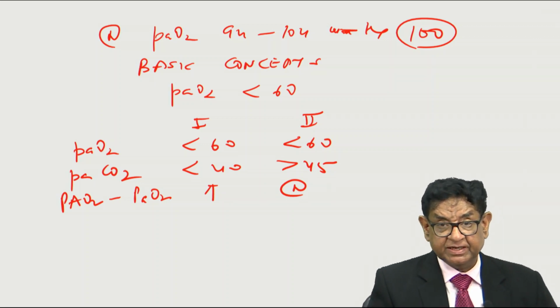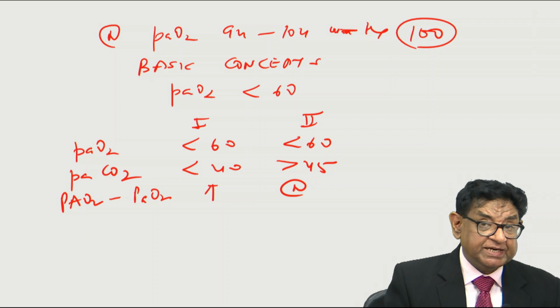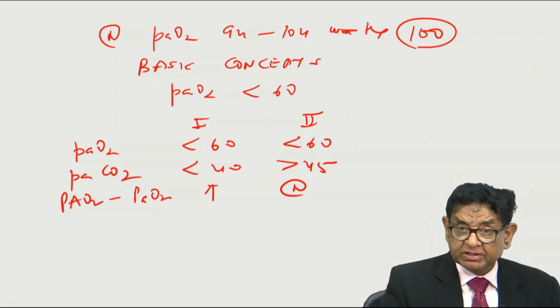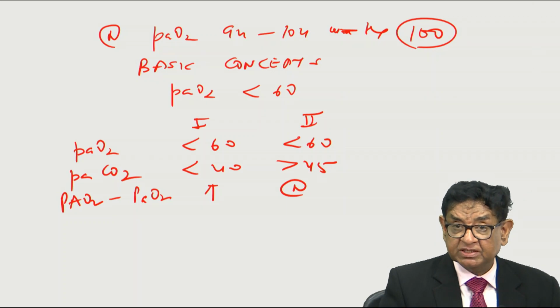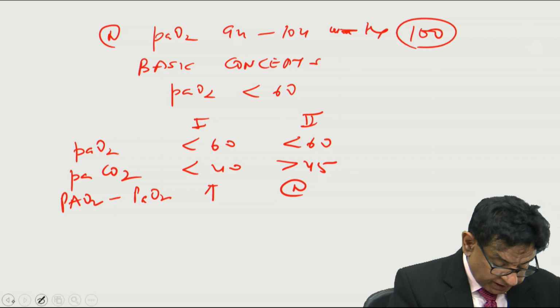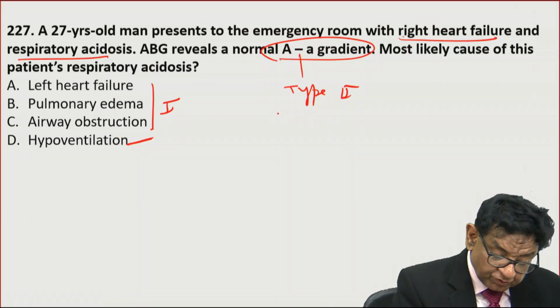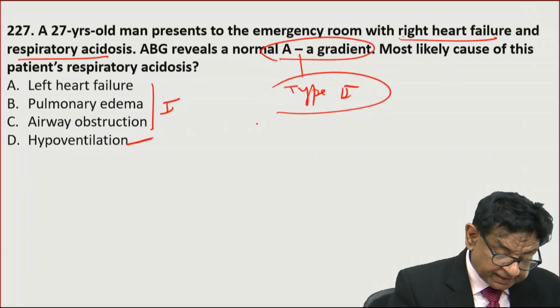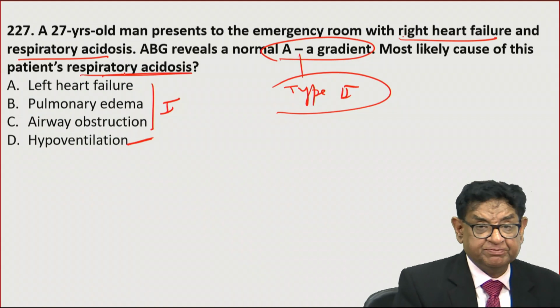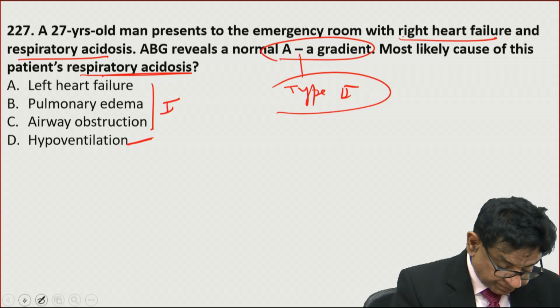Like in our case, in hypoventilation we get type 2 failure, so the gradient is normal. In all the other three conditions, the gradient was increased, so they are type 1 failure. So I hope you got the answer. The answer is hypoventilation. And of course, in hypoventilation, one of the classical features is respiratory acidosis.